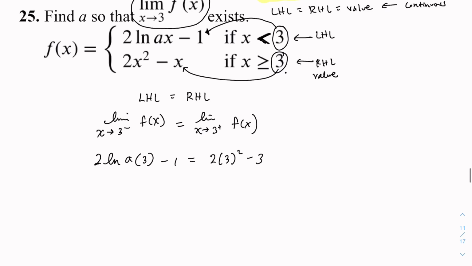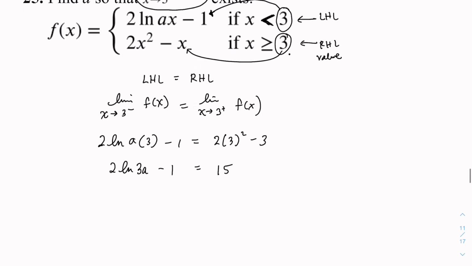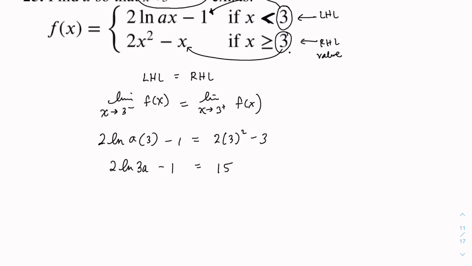Now we need to solve for a. So we have 2 natural log. Let's just pretty this up a little bit. 2 natural log of 3a minus 1 equals, that's 3 squared is 9 times 2 is 18, and 18 minus 3 is 15. We're solving for a. So let's move the 1 to the other side. Divide by 2 in the next step.